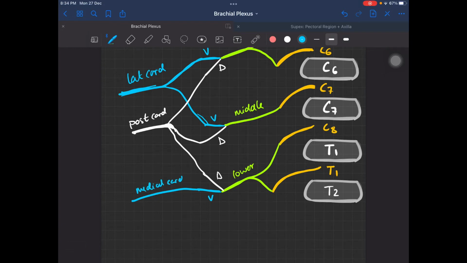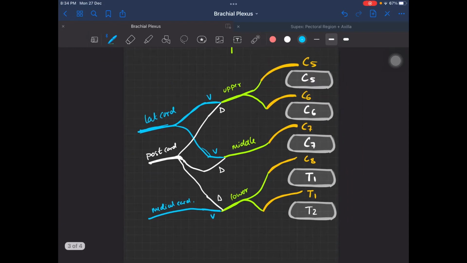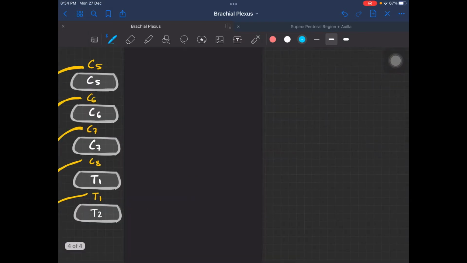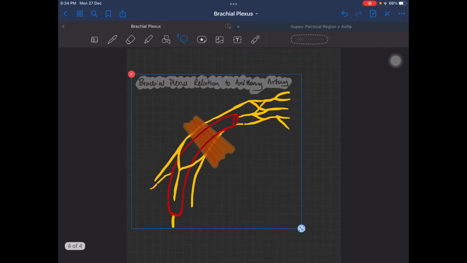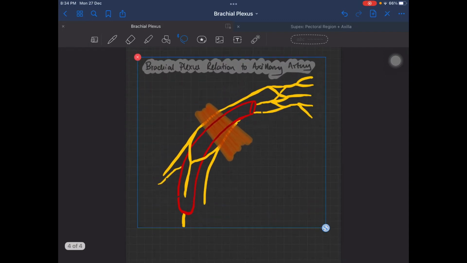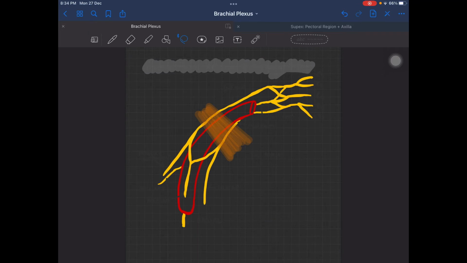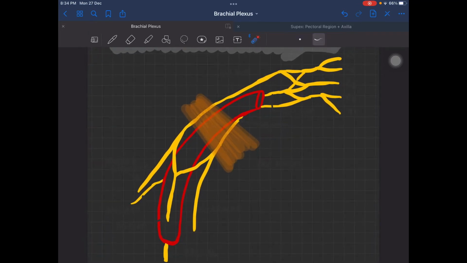Now what is the basis of this naming, lateral, posterior and medial? This is with respect to the axillary artery. So over here this is a rough diagram of the axillary artery. The red one is the axillary artery.